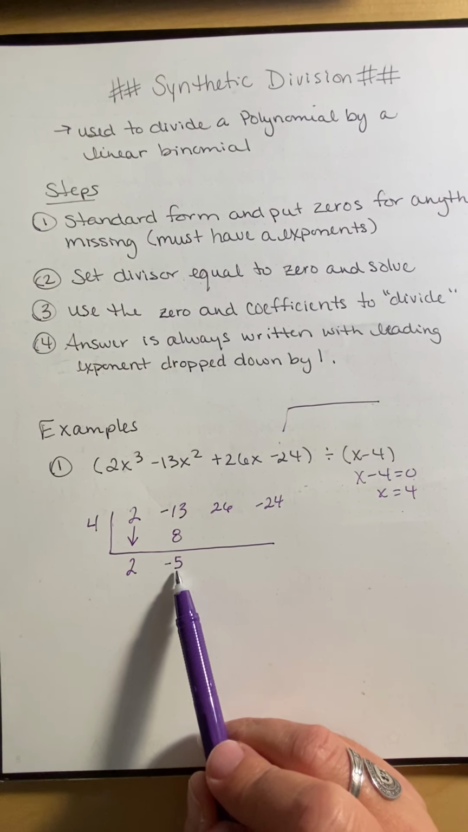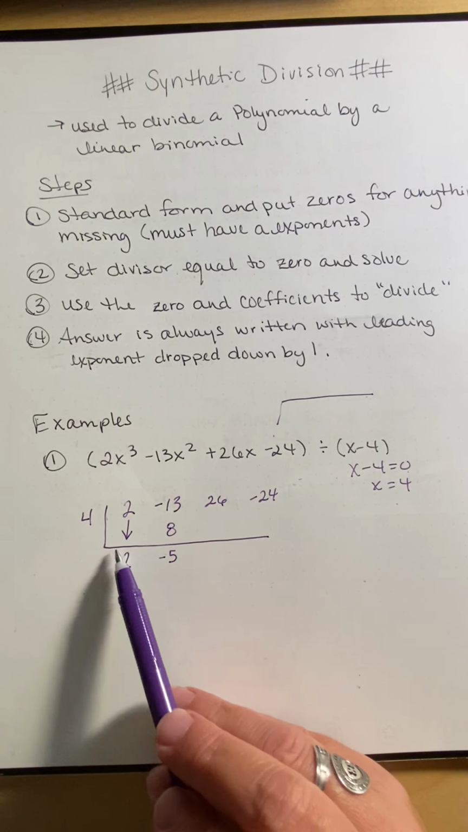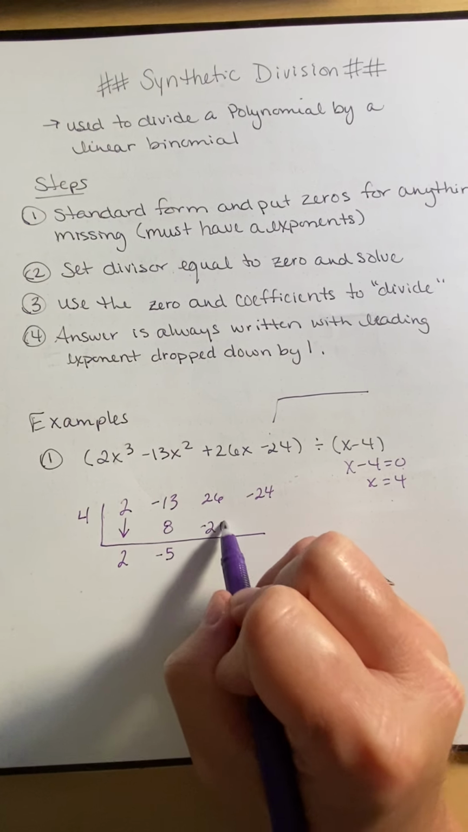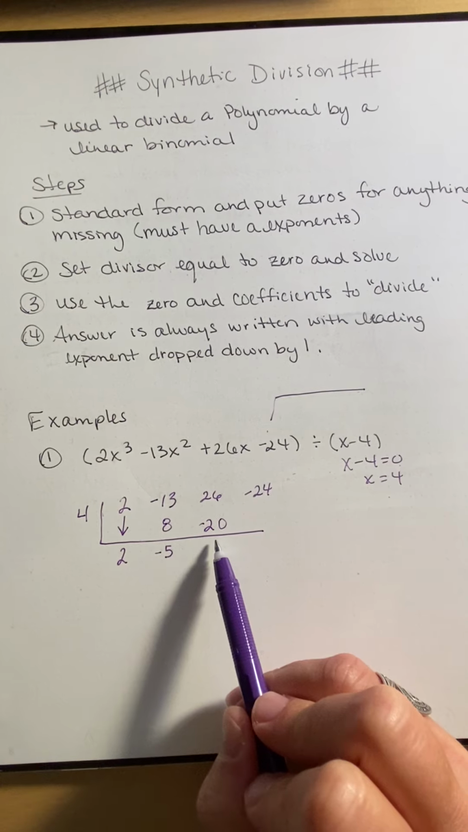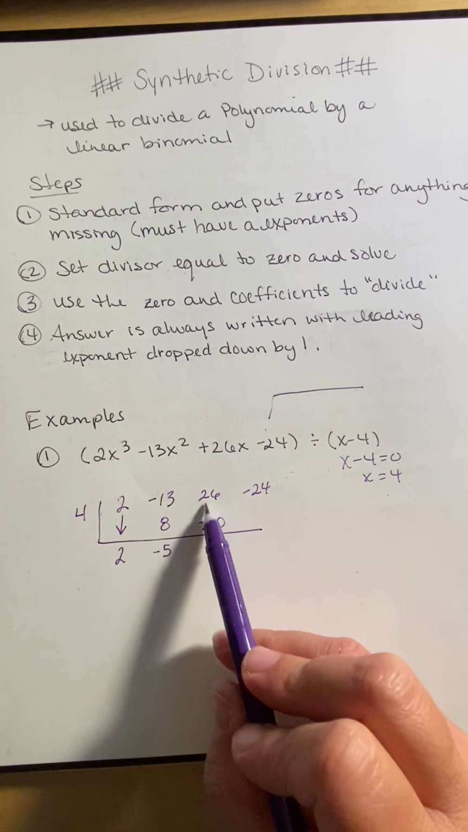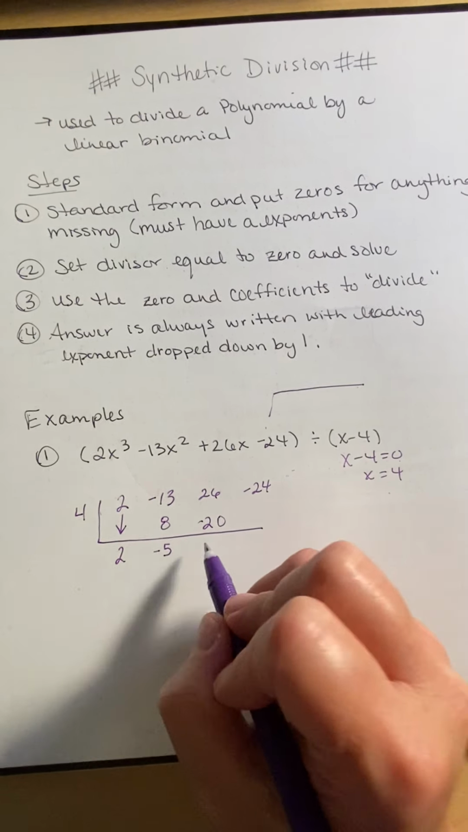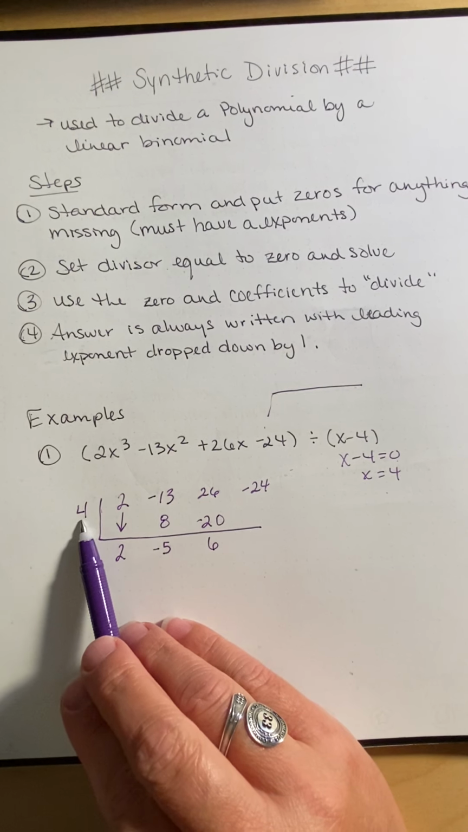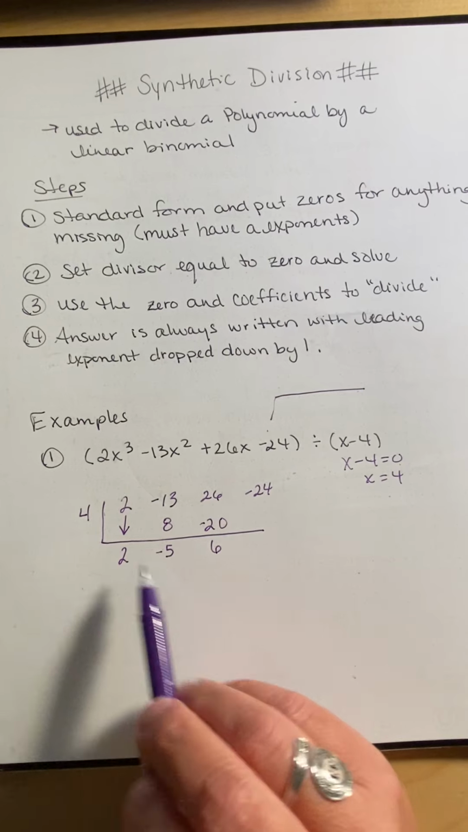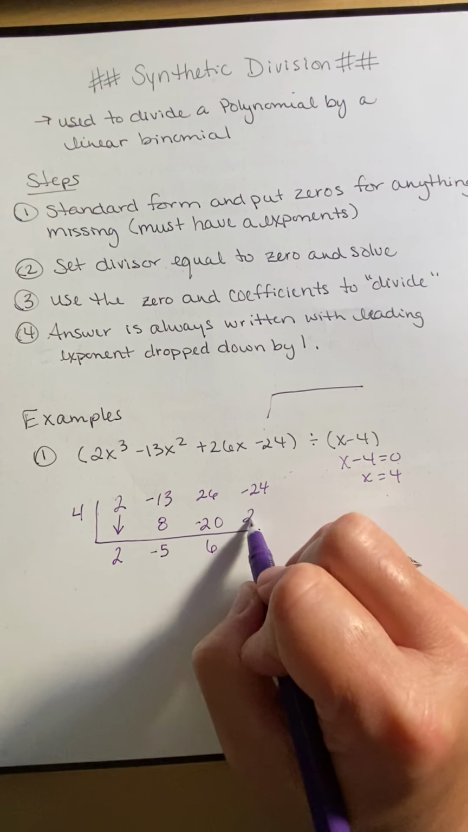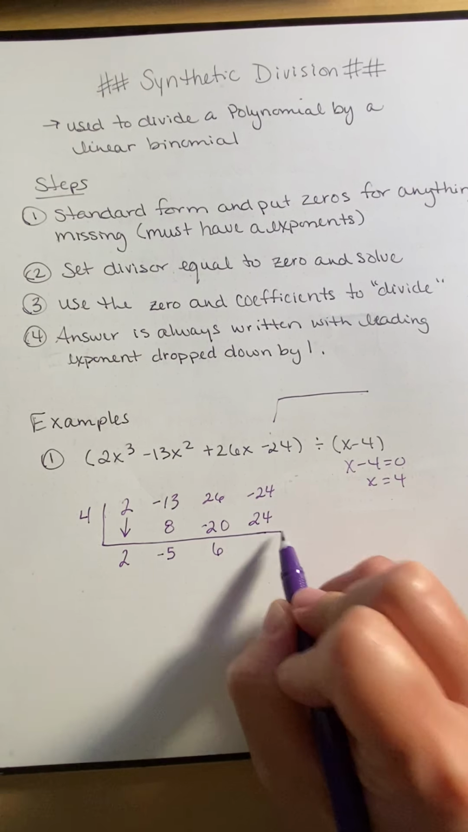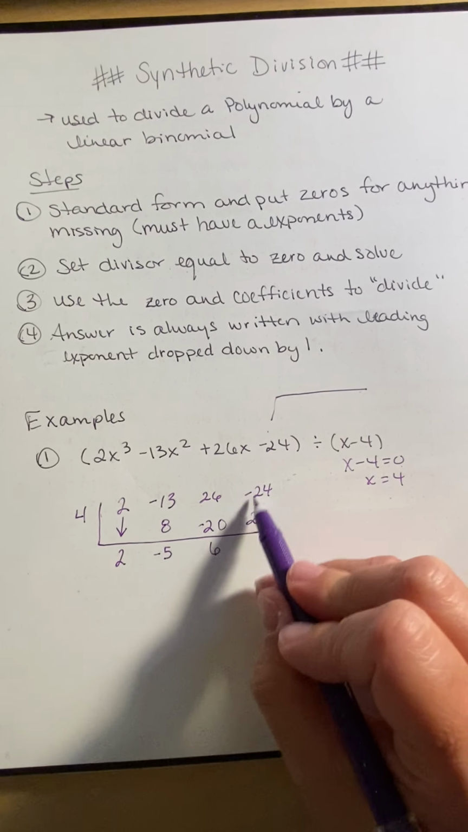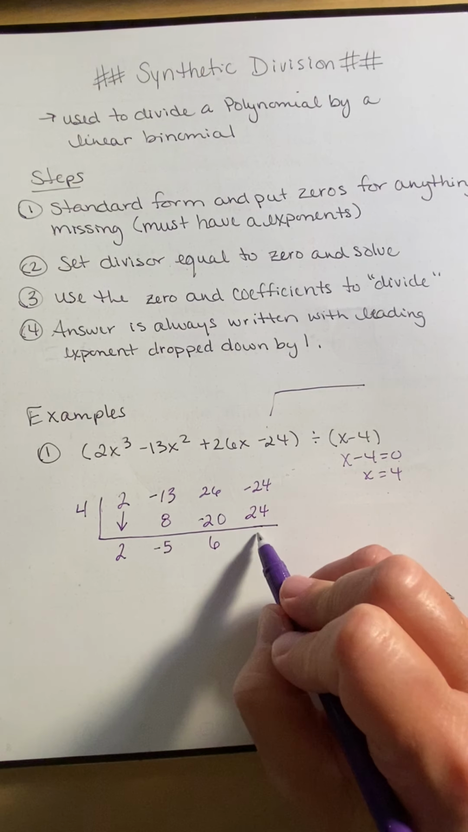When you're below the line, you're going to multiply. So negative 5 times 4 is negative 20. And that goes below the 26. And then you're doing what your signs say, 26 minus 20, which is 6, goes below the line, which means that you're going to have to multiply with what's on the outside. So 6 times 4 is 24. And that goes underneath the negative 24. And negative 24 plus 24 is 0.